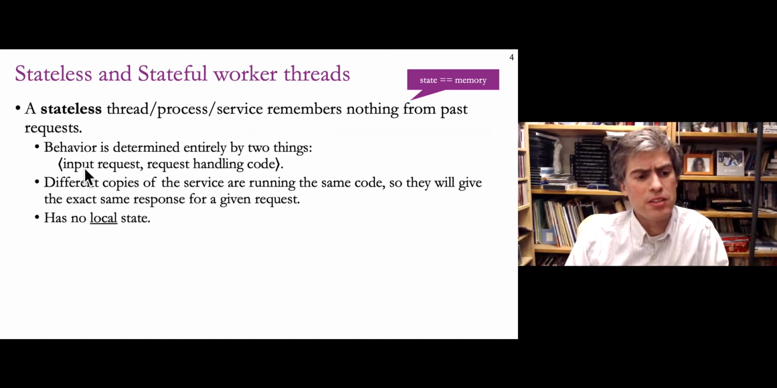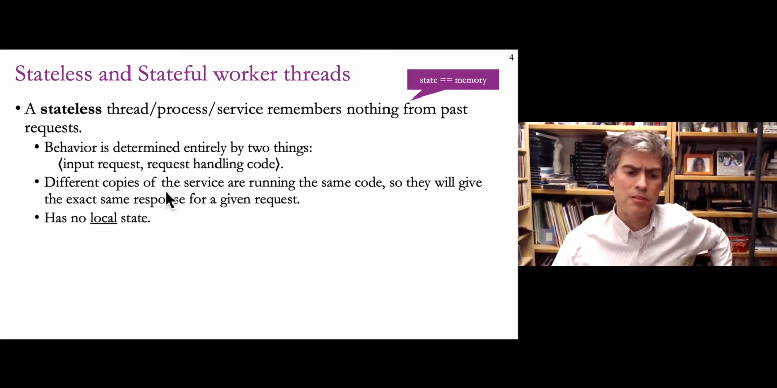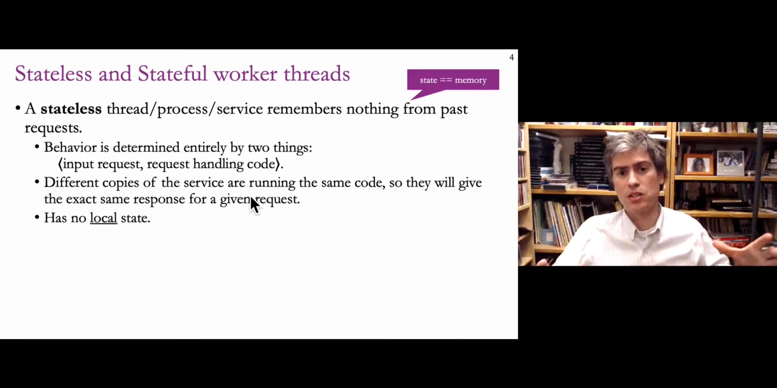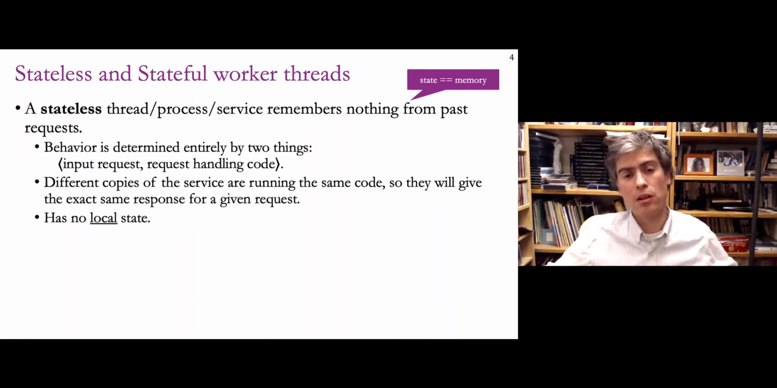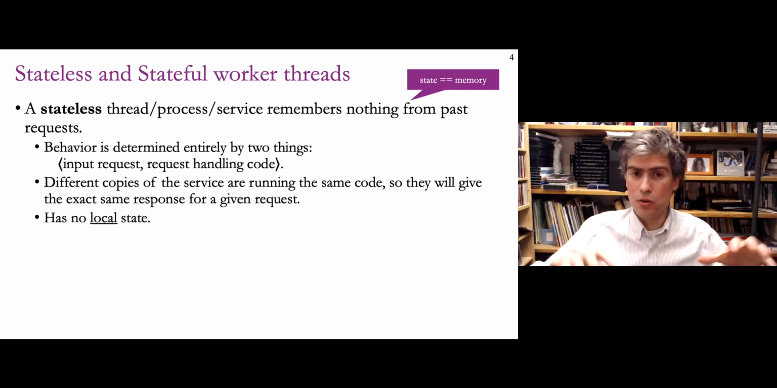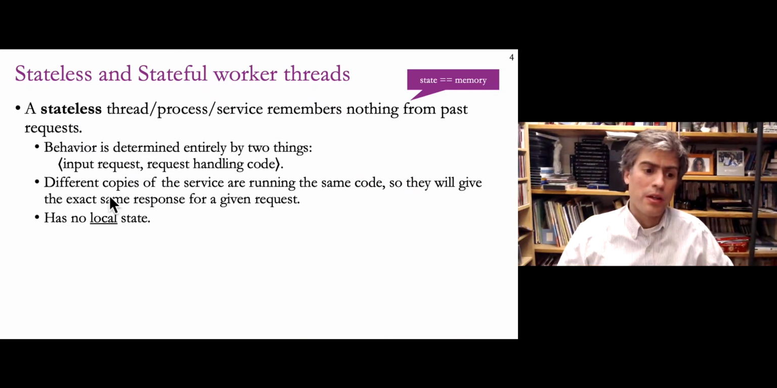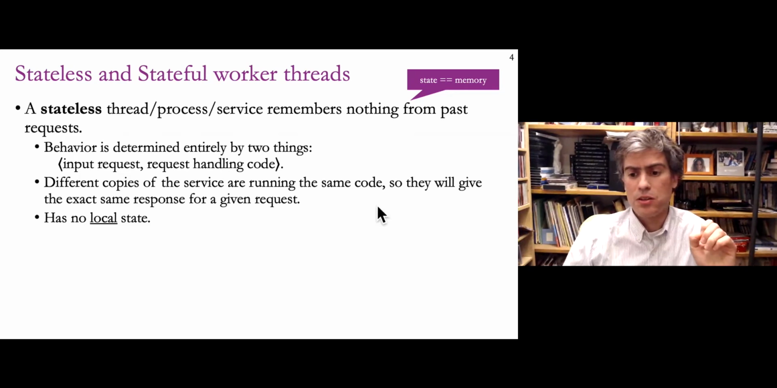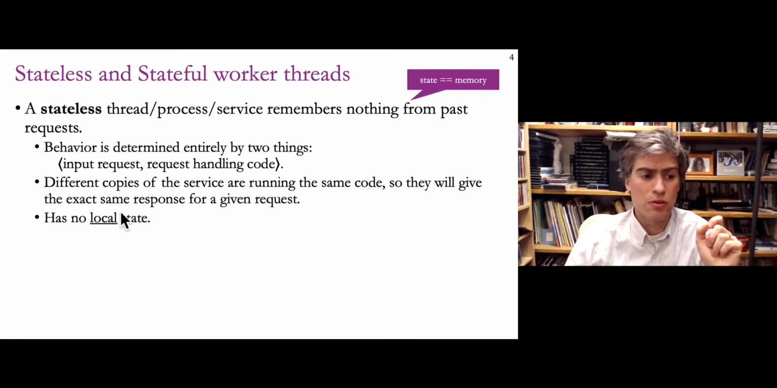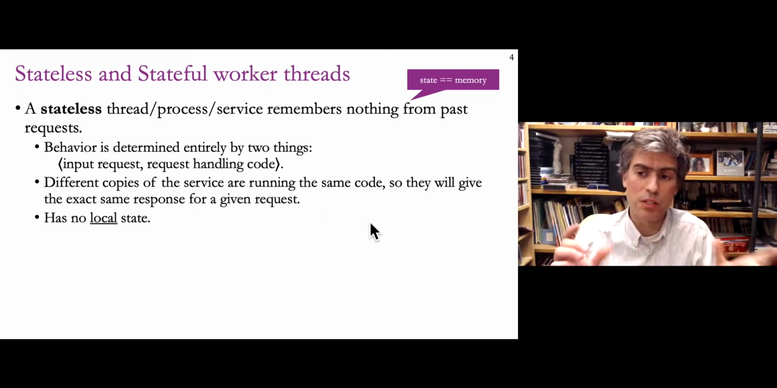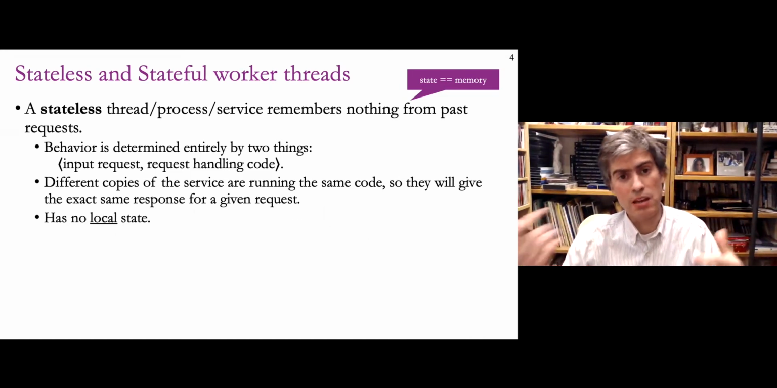But the point of this in a scalable system is that if you have different copies of your service running, like on different CPU cores on a single machine, or if you have lots of machines in parallel running your code in a horizontally scaled system, those different copies of your service are kind of equivalent. They'll give the exact same response for a given request because, as defined here, all that matters for the response is what the input was and what the code is. In other words, there's no state on those different copies of the service that could be different, which would allow them to behave differently.